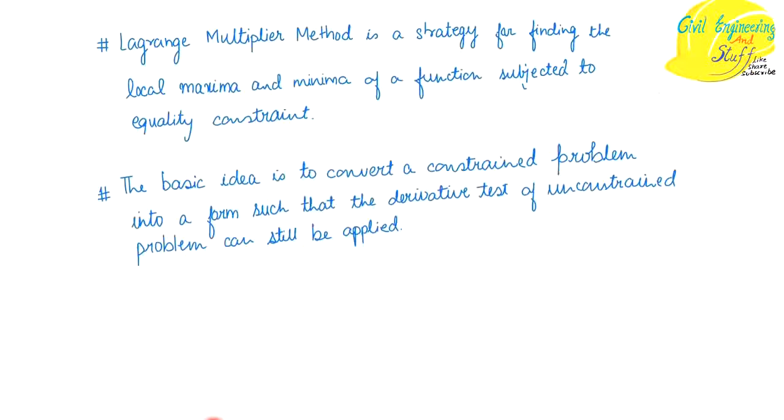So this means an equality constraint is available to the multivariable function, and if this equality constraint is available, we can apply the Lagrange multiplier method and optimize the equation, right? Basically, what happens is that the constrained problem is converted into a derivative form, right? And that derivative form satisfies the unconstrained optimization criteria.